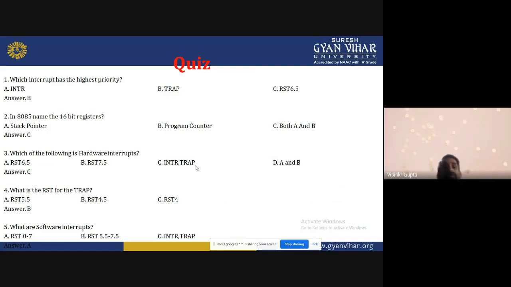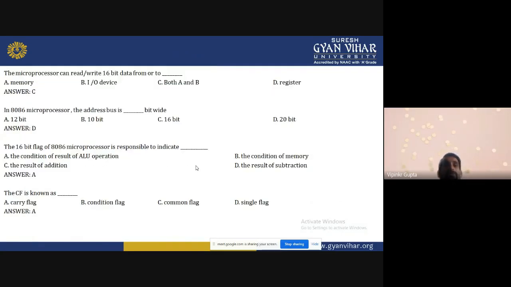Which of the following is a hardware interrupt? TRAP is a hardware interrupt and INTR is a hardware interrupt. What is RST or TRAP? TRAP is known as RST 4.5. What are the software interrupts? RST 0 to 7 are the software interrupts. The microprocessor can read and write 16-bit data from or to memory or input-output devices. So the correct answer is C.